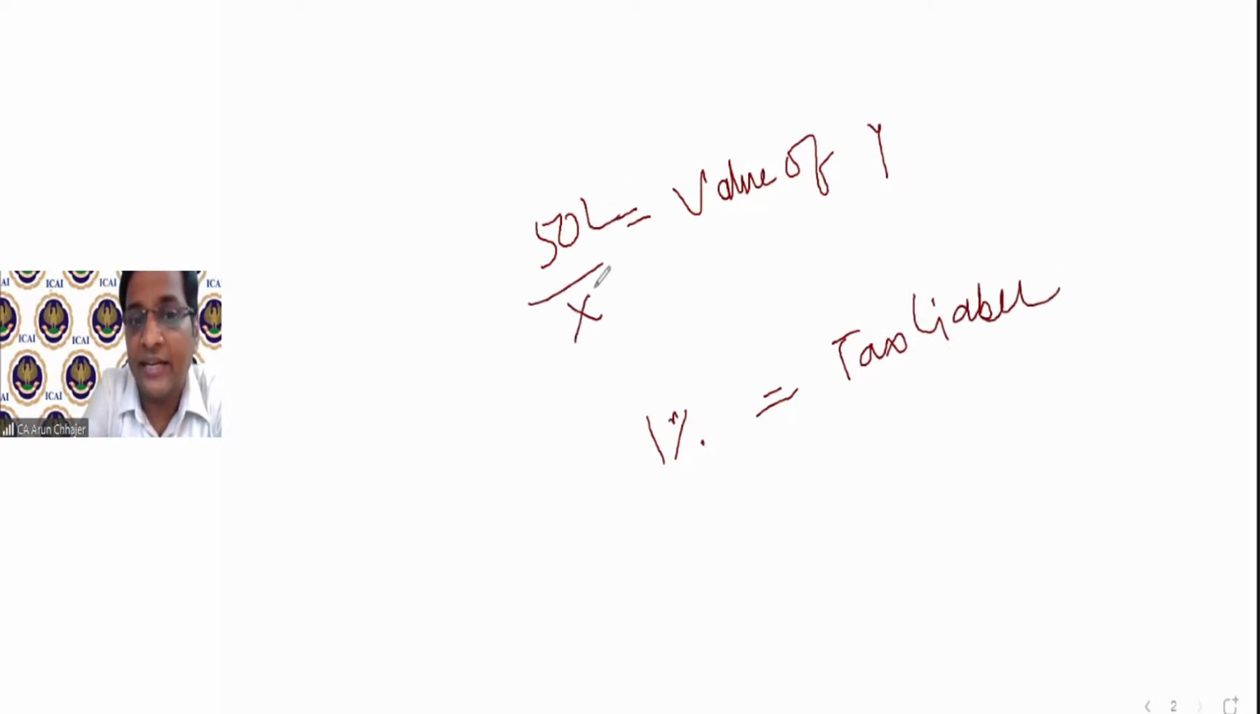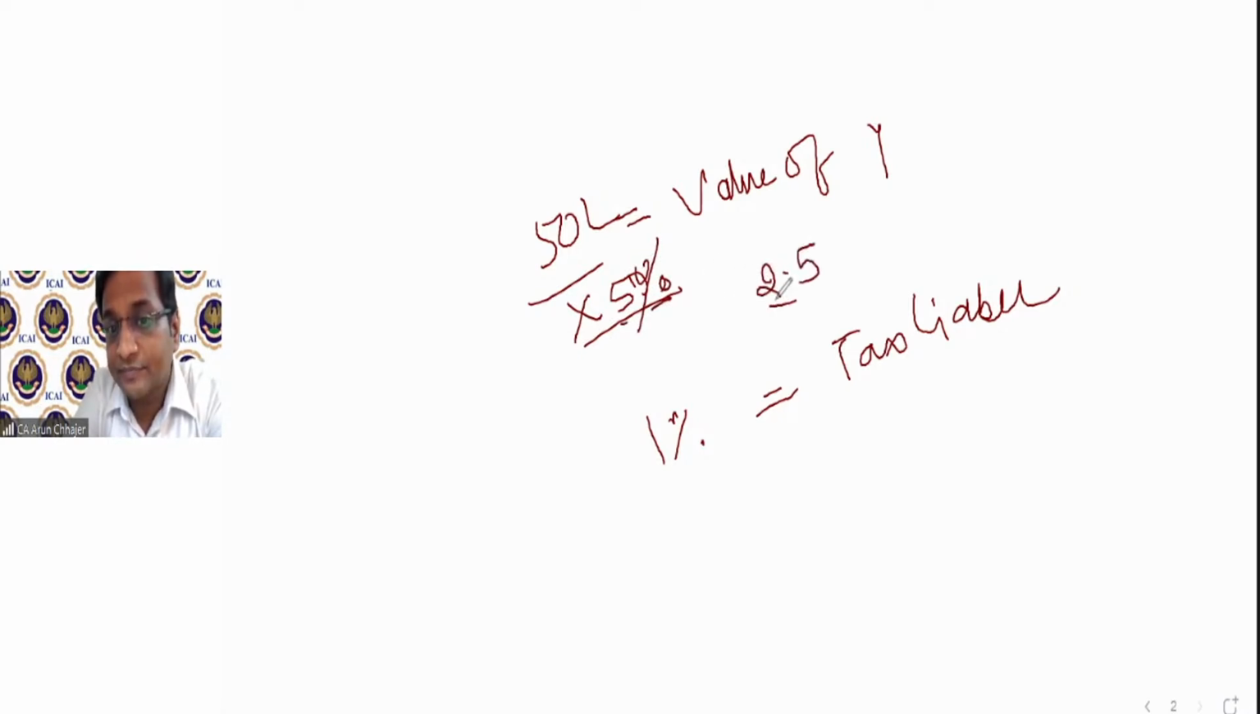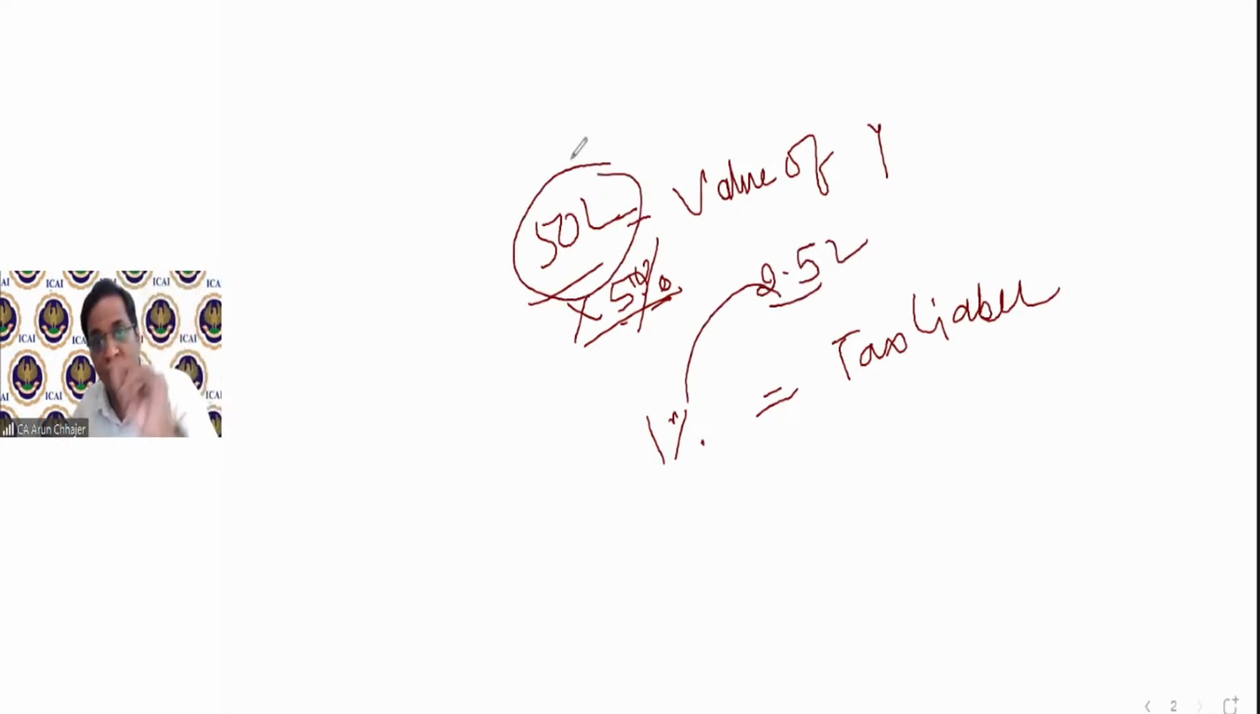Let's say for the 50 lakh, assume the rate slab is 5%. So how much does it come to? 2.5 lakhs. Then 1% is of 2.5 lakh, not 50 lakh. See, 1% is not of 50 lakh, 1% is of 2.5 lakh.